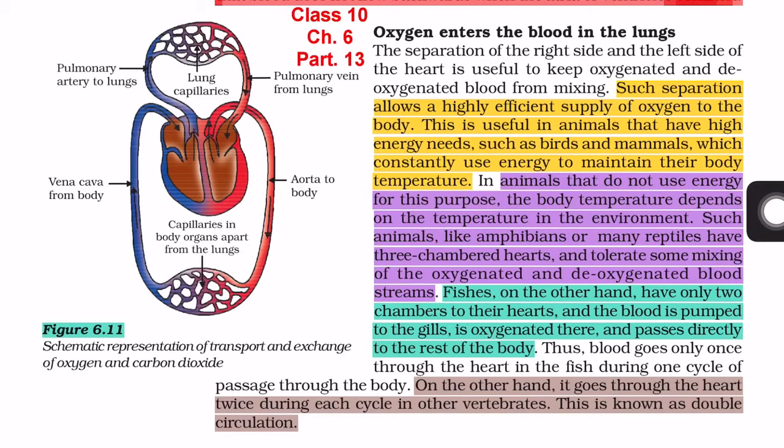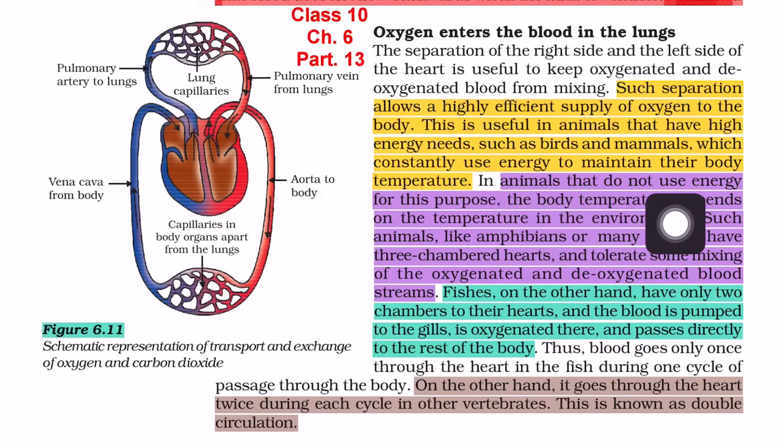So some animals, like humans and some other animals, have to keep their body temperature the same, that is, they can keep their body temperature constant. For that it requires more oxygen and more energy. So for this purpose, these animals are the warm-blooded animals.